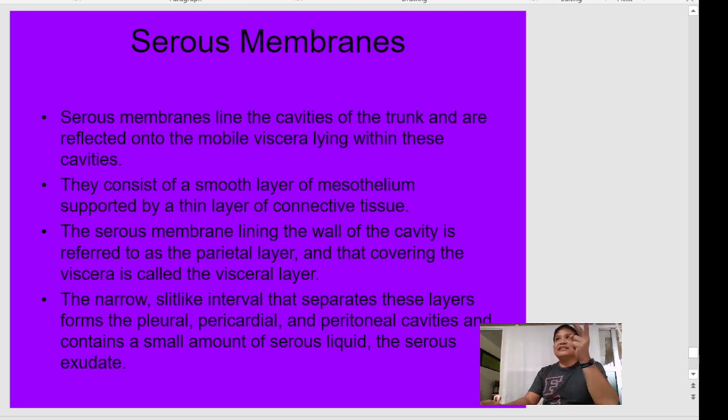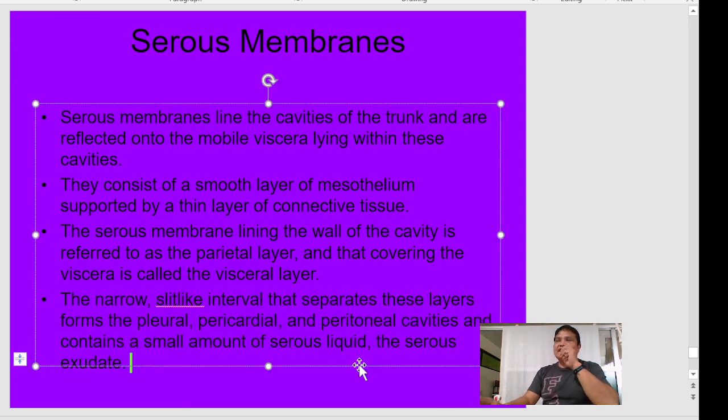There are two layers, one on the wall and one on the organ. We have the visceral layer, which refers to the organ, and the parietal layer, which means the side or wall. Let's take the lungs for example. The serous membrane has a specific name depending on where it is located.